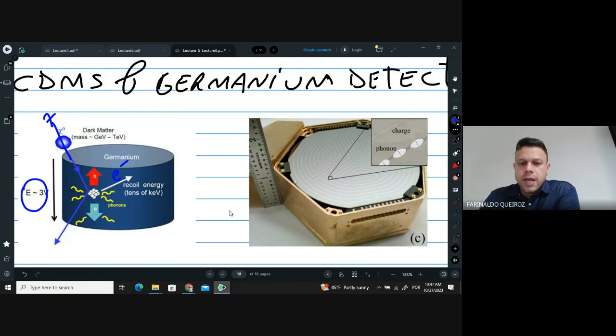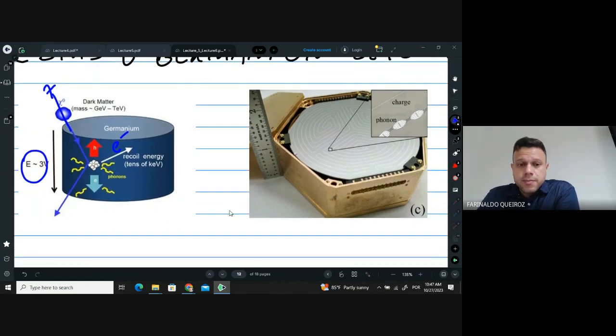Okay, fine. And so as you can see, these detectors are limited by the energy. So in order to see a signal, if I use germanium, a semiconductor, basically, in order for me to see a signal, which is ripping off an electron, the energy of the dark matter particle has to be larger than the excitation energy of the germanium, right?